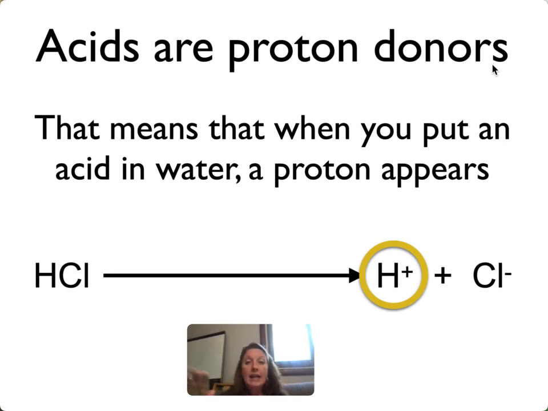They're donating their proton to the solution. That means that when you put an acid, so this is an acid, hydrochloric acid, the stuff that's made in your stomach, when you put this in a solution of water or a container of water, the water separates the ions, just like we talked about before, and now we have H plus and Cl minus. And look at that, a proton just appeared. So that means that this is an acid.